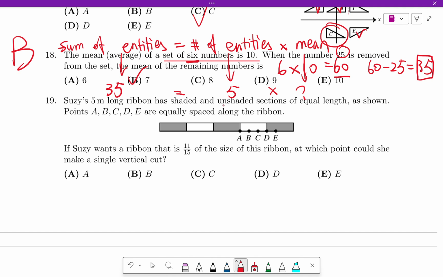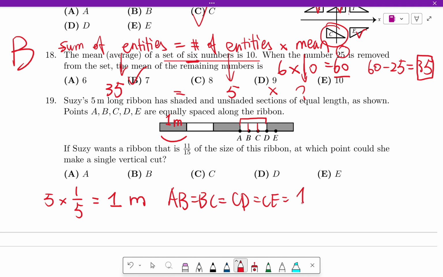So first we could calculate the length of each section. We have 5 equal sections on this ribbon, so each section will be 5 times 1/5, which is 1 meter. And we can see that A, B, C, D, these 4 points, separate one section into 3 equal smaller sections. So we can say that AB is equal to BC is equal to CD is equal to DE, which is the length of one section divided by 3, which is 1/3 meters.